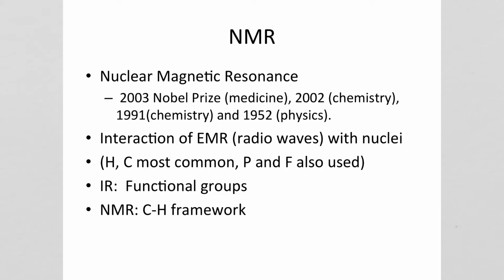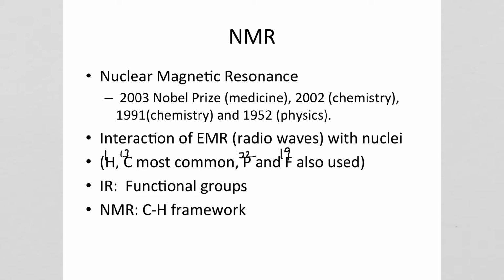And we'll see that hydrogen and carbon are the most common nuclei to look at, specifically the isotopes H1 and C13. But you can also look at phosphorus 32 and fluorine 19. Those are really common isotopes that are used.